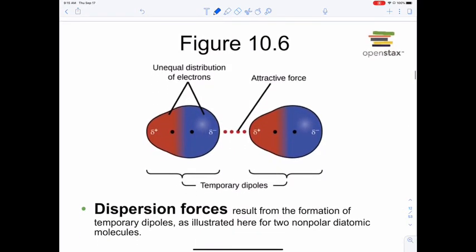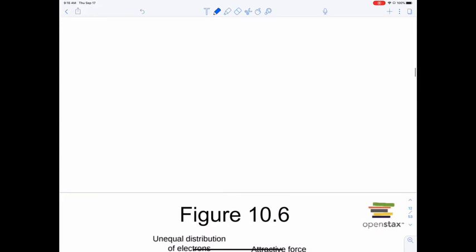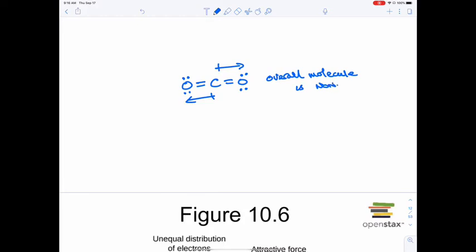And so, you might say, this is all very well when you look at molecules that are polar, but what about a molecule such as carbon dioxide? When we draw the Lewis structure of carbon dioxide, we would say it has a polar bond here, but overall the molecule is non-polar.